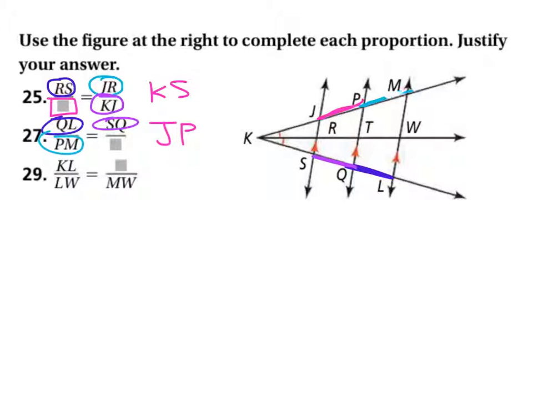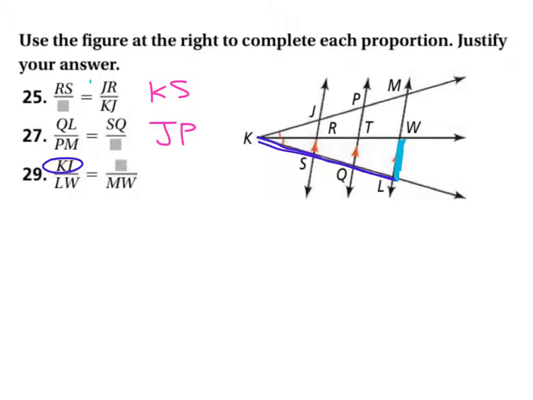Let me erase these marks. And I'll get all of this stuff out of here now that we found those solutions. And the last one is, and I'll mark these again, KL, this whole long side of this triangle here, KL is to LW, this bottom side.